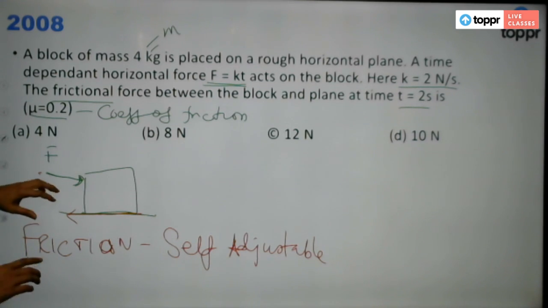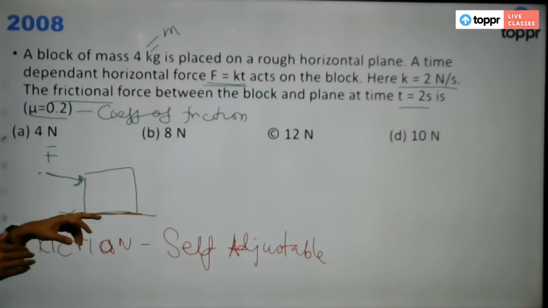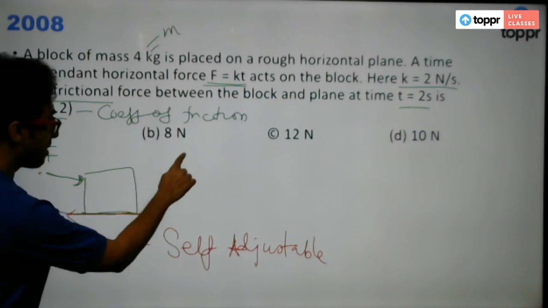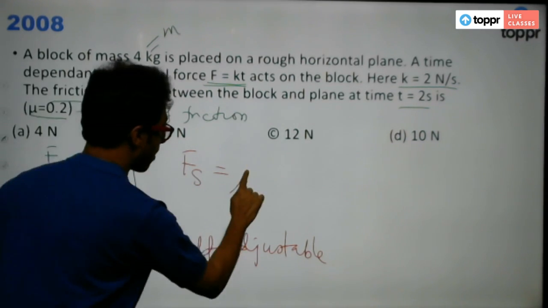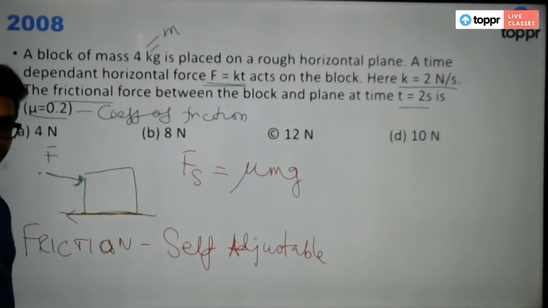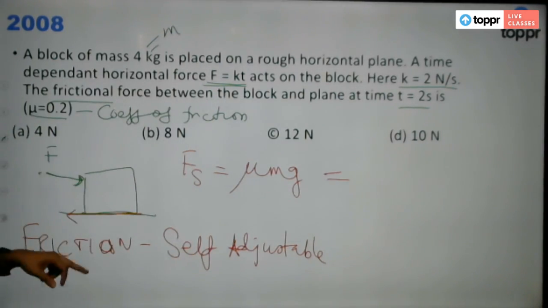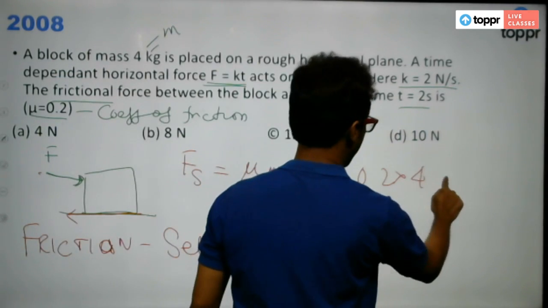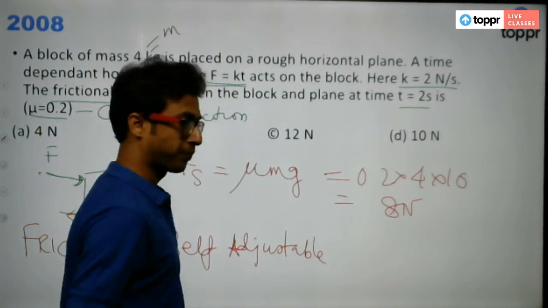Clear? Now see, before jumping into this kind of problem, first let us find out the maximum frictional force, the maximum friction that can be generated on this surface where mu is 0.2. Maximum frictional force, that is Fs, static friction, is nothing but mu into m into g, that is mu times the weight of the body. So it is 0.2, mass is 4, and let's take g equal to 10. It is nothing but 8 Newton.